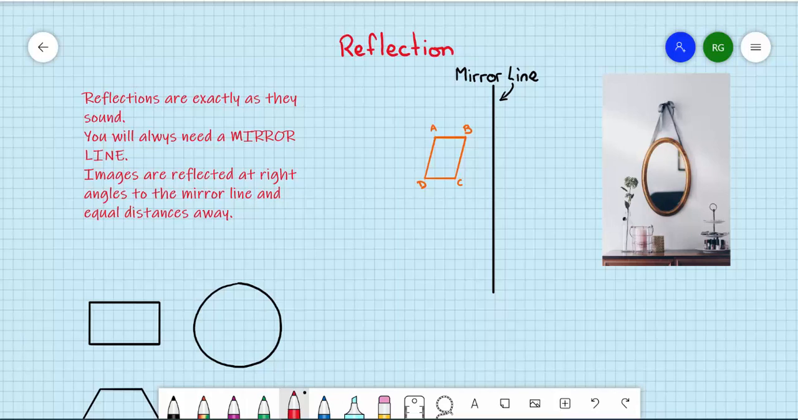Welcome to Mr Gard's maths class. This is the first lesson of a new unit focused on transformations and congruence. In this lesson, we're going to be looking at reflections.